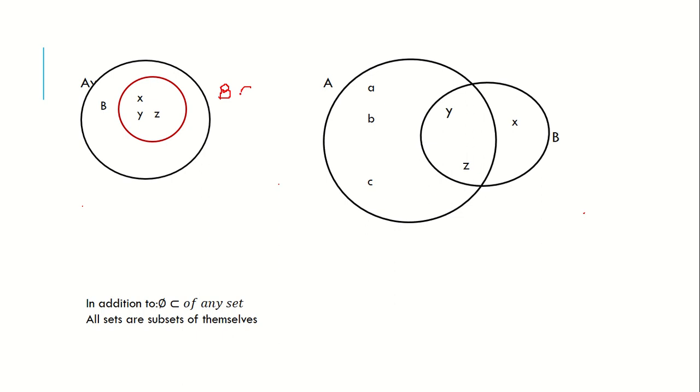B here is a subset of A since B is contained in A. But what are the elements of B? B equals {X, Y, Z}. So if B is inside A, what are the elements of A? A is equal to {X, Y, Z} as well. So you will notice here that B is equal to A.